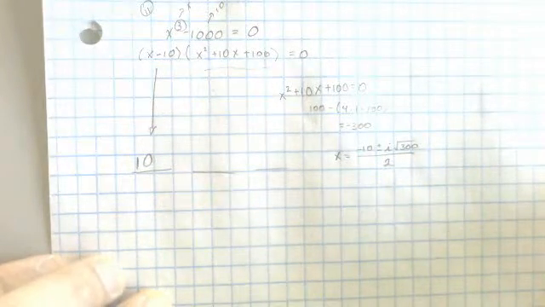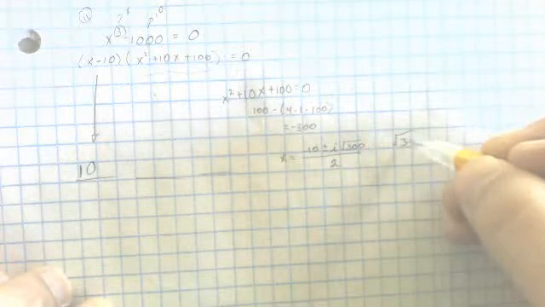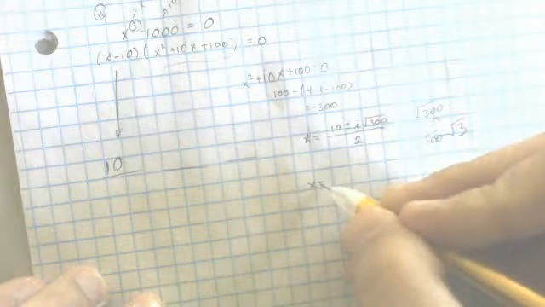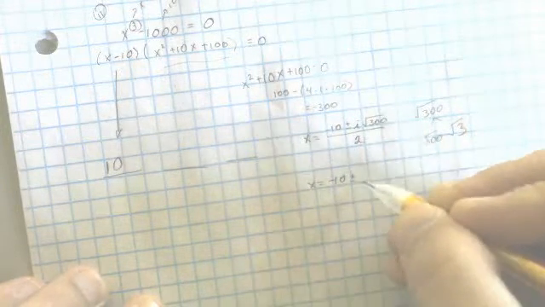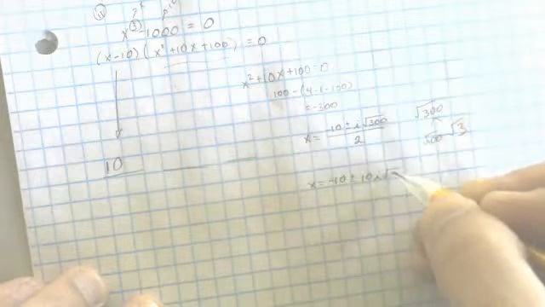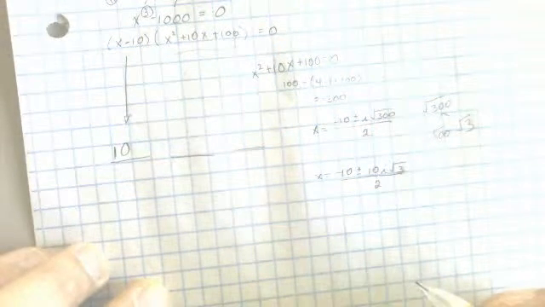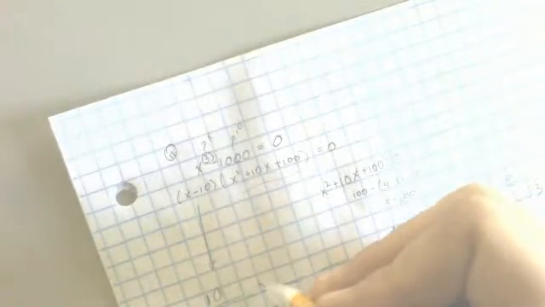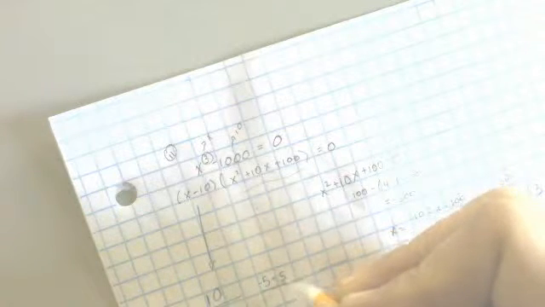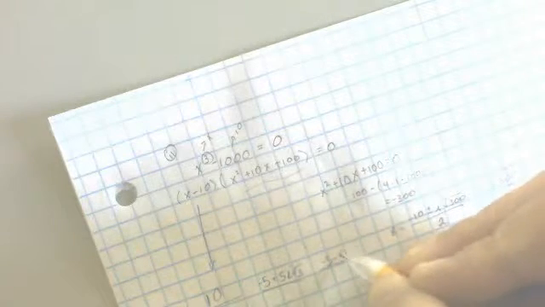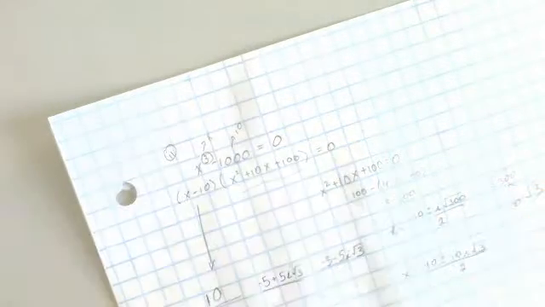Now, I know that the square root of 300 is just the square root of 100 times the square root of 3. And I also know that the square root of 100 is just 10. So I can write this as x equals negative 10 plus or minus 10i root 3 all over 2. The 2 reduces, so my other answers are negative 5 plus 5i radical 3 and negative 5 minus 5i radical 3. So those are my 3 solutions.